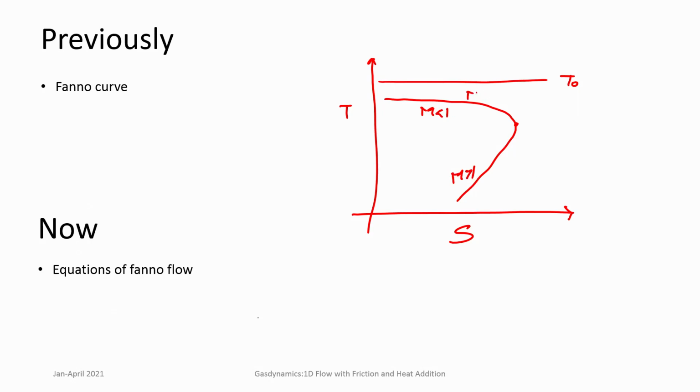Here Mach number increases, pressure and temperature decrease. Here Mach number decreases, pressure and temperature increase. So this is a supersonic branch, this is a subsonic branch. If this concept is known, then let us go ahead now and go towards different concepts of this friction.